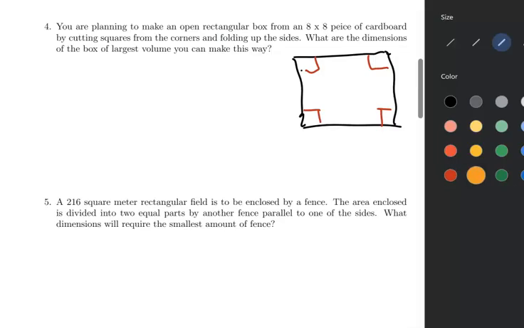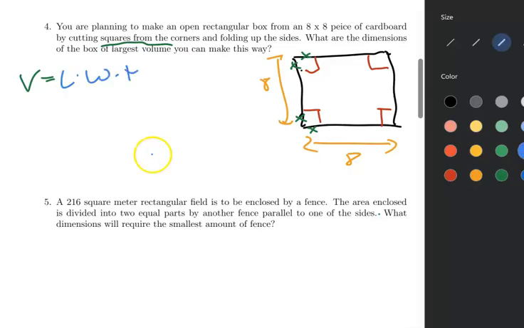So if this whole length here is 8, and this whole length here is 8, and I'm going to be cutting out these squares out of the corners, right? So each of those side lengths will be x, right? Okay, so let's find out what the volume is going to be. You know volume is length times width times height.